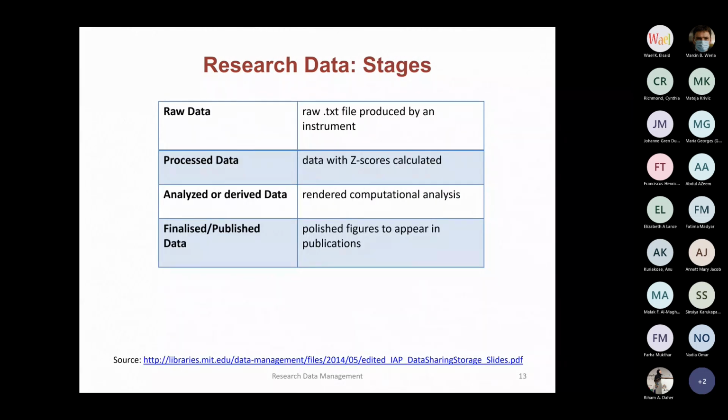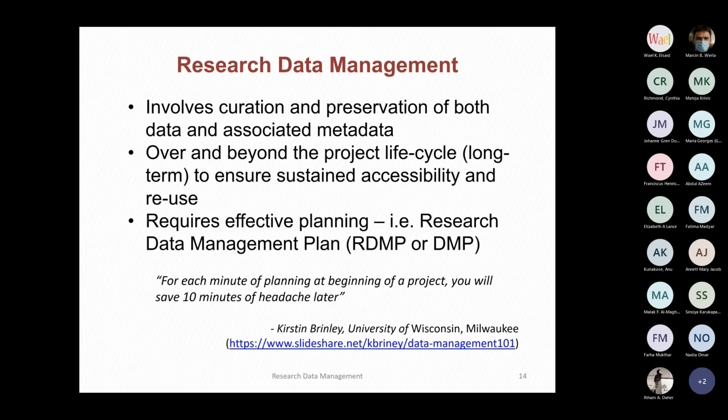And when you look at the different stages, you have the data in different stages. You often have the raw data that you either collect from your instruments or from another source. Then you have your processed data. Then you apply your research methodologies to it, whether you run computational models or so on. Then you get your analyzed or derived data, and you get your final data set. And all of these different types of data need to be managed. So that is the point of it all: you need to look after these data at various stages of its life cycle to ensure sustained accessibility and reuse over and beyond the project life cycle. And that is what research data management is about.